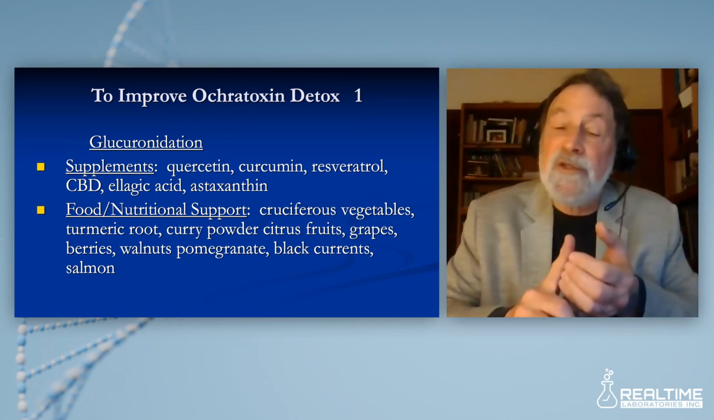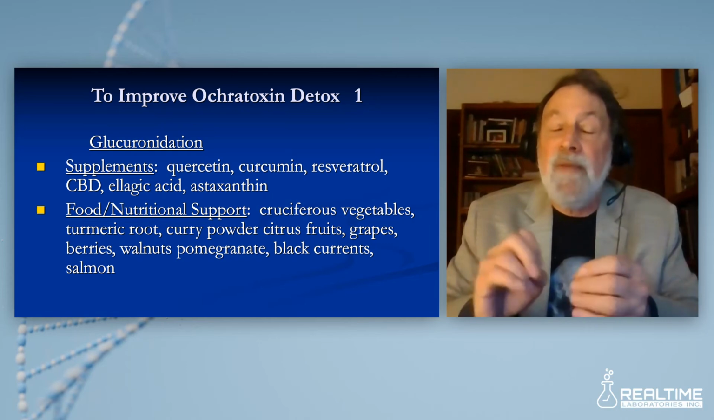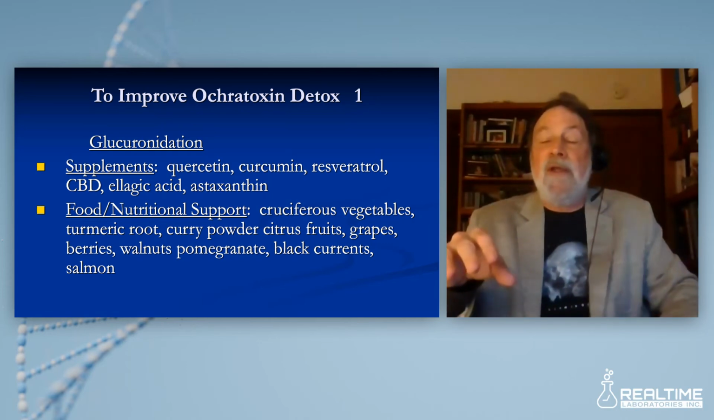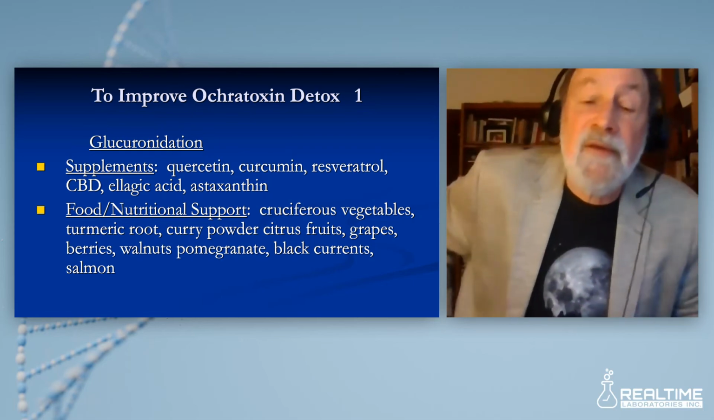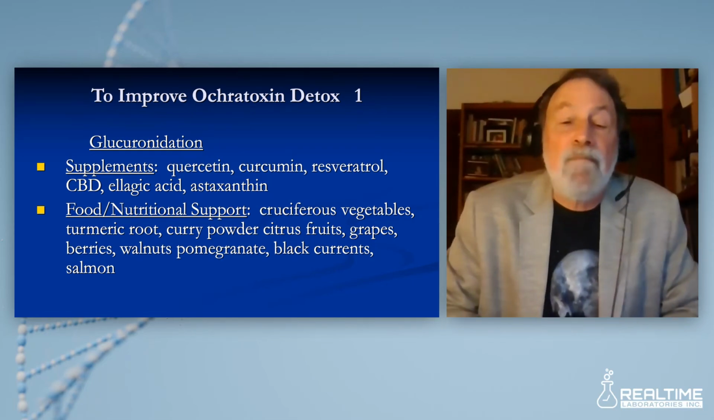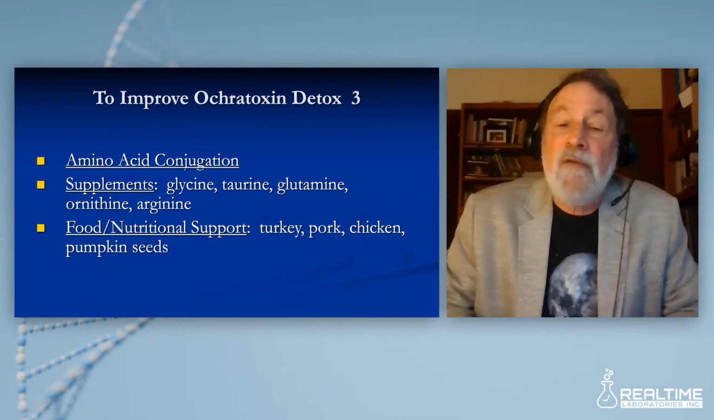You got to take some of those foods with a little grain of salt because the fruit part you might want to keep down so that we're keeping the fructose level from stimulating the growth of candida and mold. If glutathione conjugation needs assisting, we can use genistein or GSH assist. And again, some of the same foods, including fermented soy, will work here. For amino acid conjugation, this is a little different.